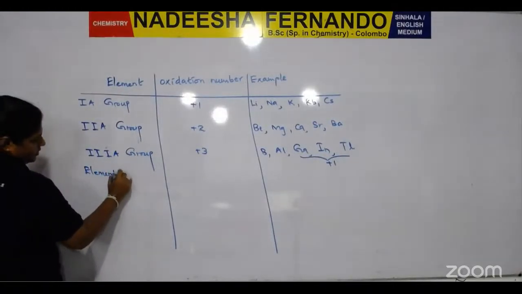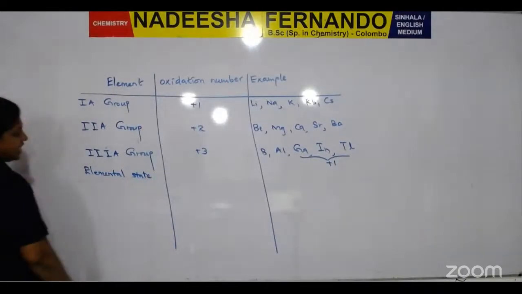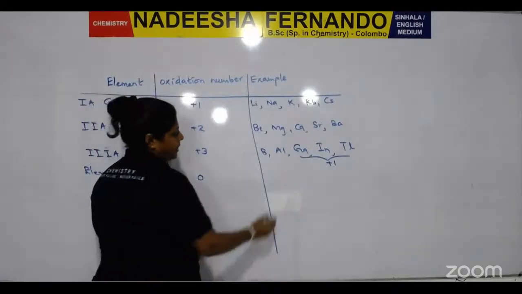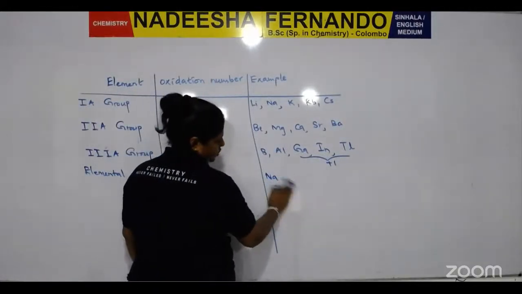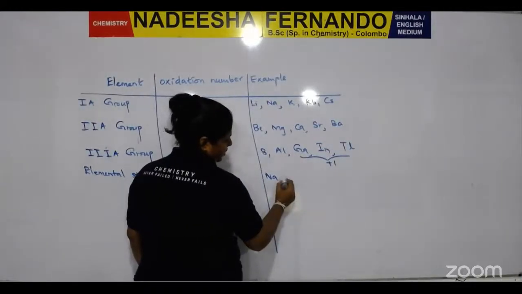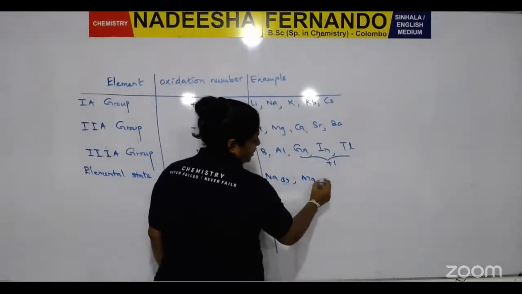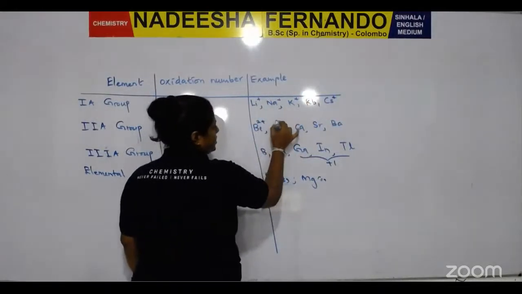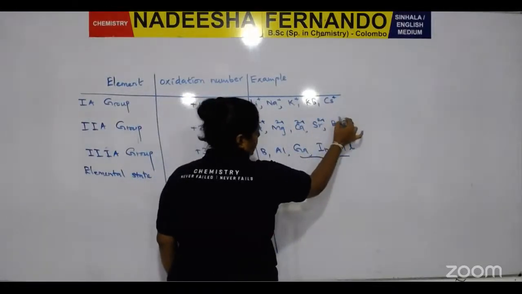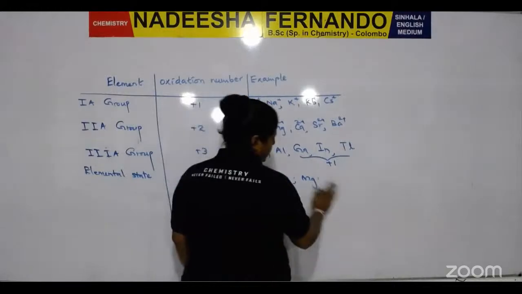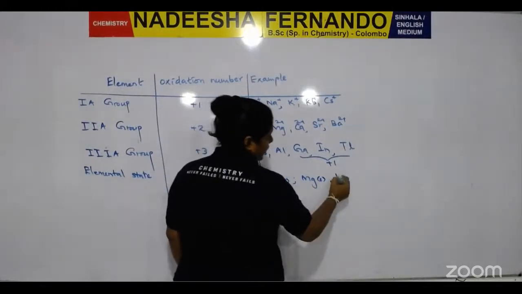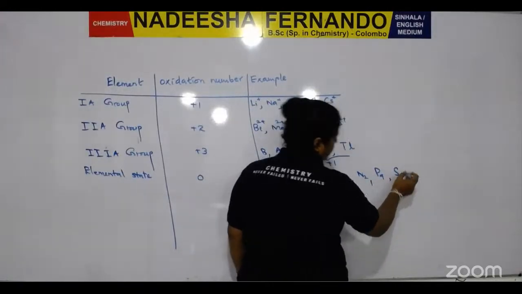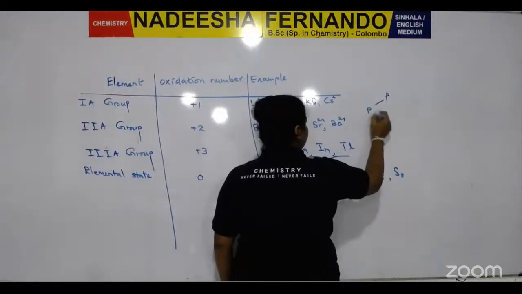And then the elemental state. Elements in the elemental state have 0 oxidation state. For example, sodium, magnesium. In compounds, these elements form plus 1 and plus 2. So sodium, magnesium, H2, N2, P4, S8. P4 is this one.